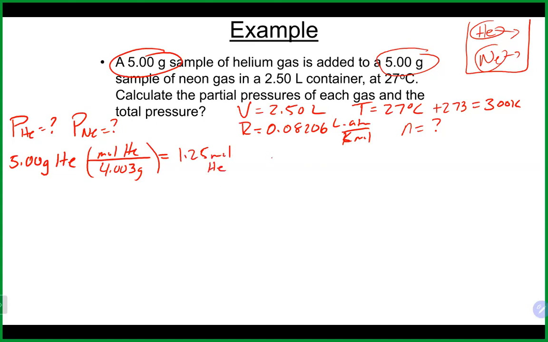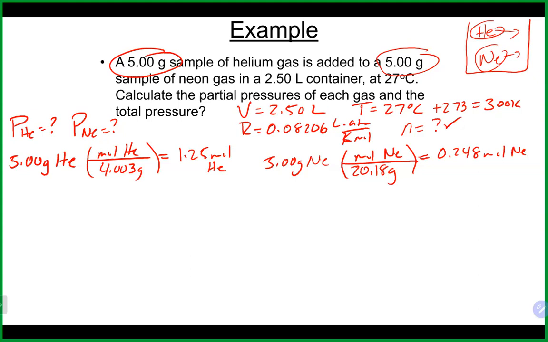We'll do the same thing for neon. That's 5 grams of neon in this case. Once again, if we go to the periodic table and look at neon, it is 20.18, I believe. So 20.18 grams per mole of neon, again coming from our periodic table. That's going to be 5 divided by 20.18, which gives us 0.248 moles of neon.